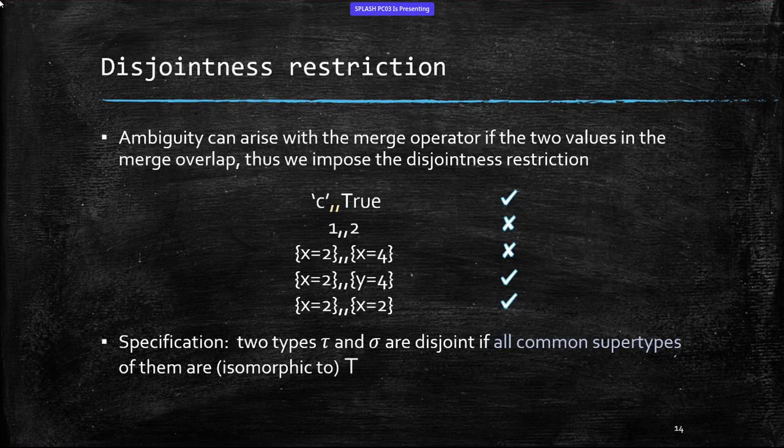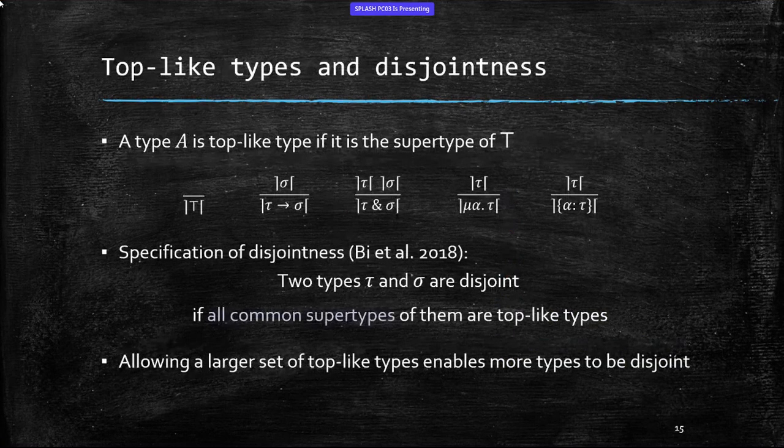We give a formal definition of such disjointness. It says two types, tau and sigma, are disjoint if all their common supertypes are top. In our calculus, we do more by extending top type to top-like types. A type A is a top-like type if it's a supertype of top. Accordingly, we modify the specification of disjointness: two types sigma and tau are disjoint if all common supertypes of them are top-like types.